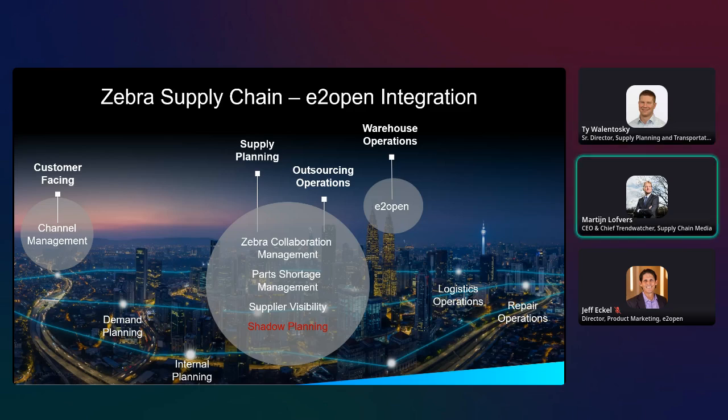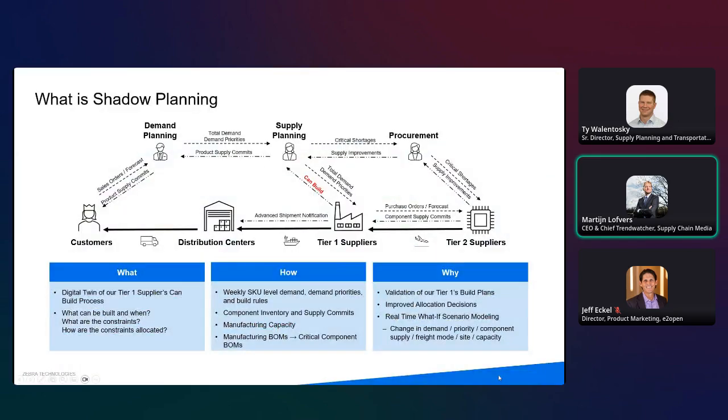Okay, that's clear. So now let's talk about the cool part. I think the shadow planning and the tier 1 and tier 2, because this is quite interesting. I haven't seen it to this extent before. But so Ty, explain, because I think this is very neat to talk about a real digital supply chain twin.